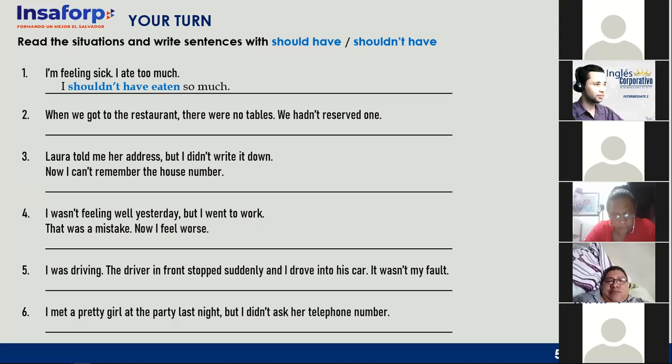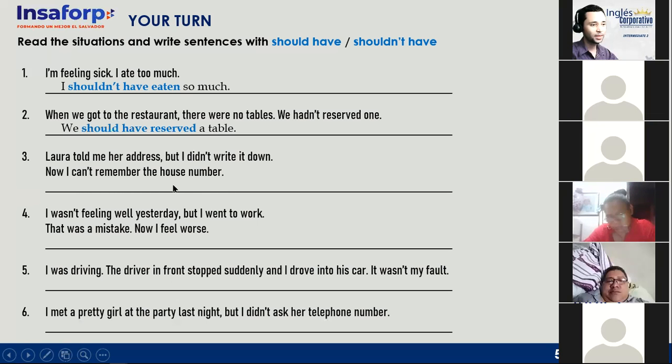Okay. We should have reserved a table. That is correct. Thank you, Zulma. We should have reserved a table. Debimos haber reservado una mesa. So, very good. Number three.